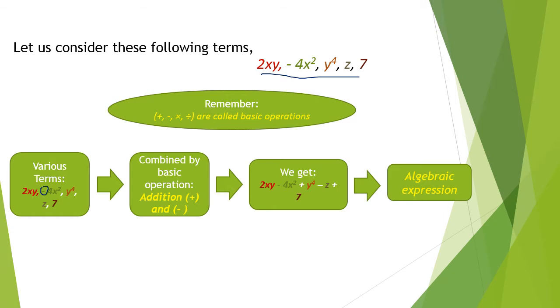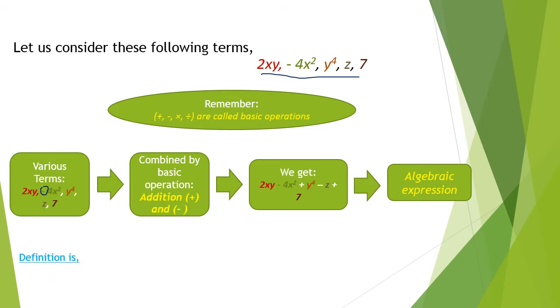Algebraic expression is nothing but a combination of terms, and they are combined by basic operators. Here we have done it with plus and minus, but you can do it with divide and multiply also. So an algebraic expression is nothing but a combination of terms using basic operators.